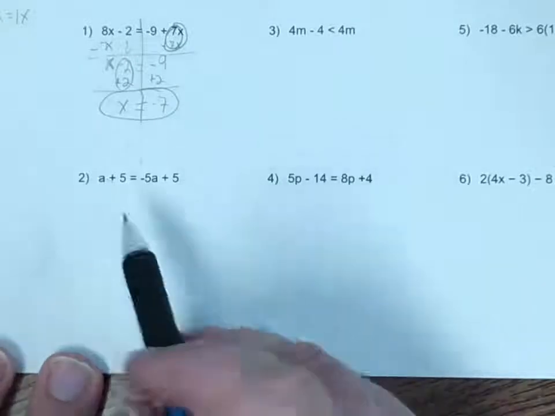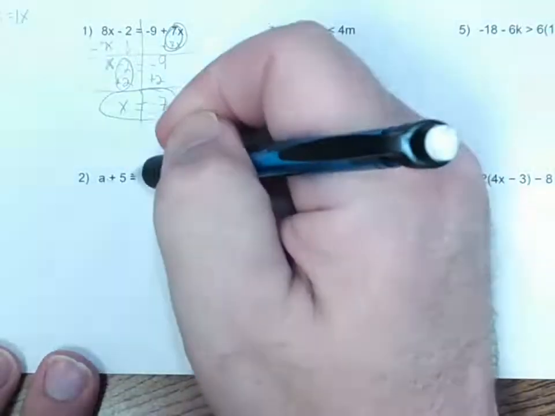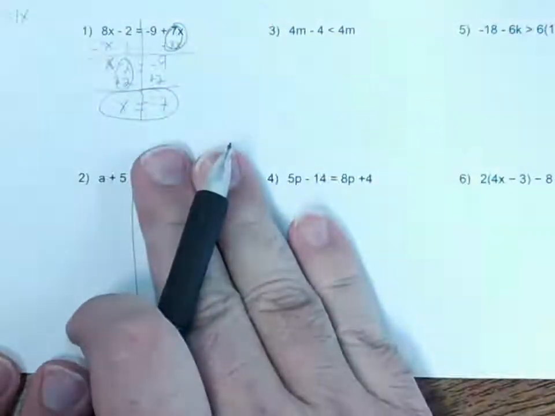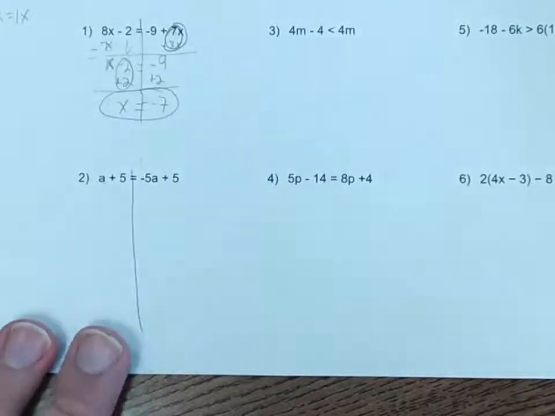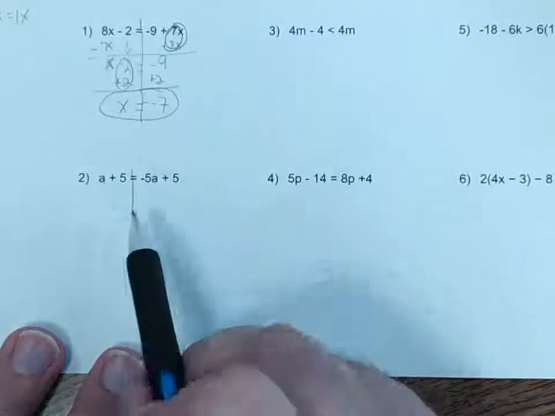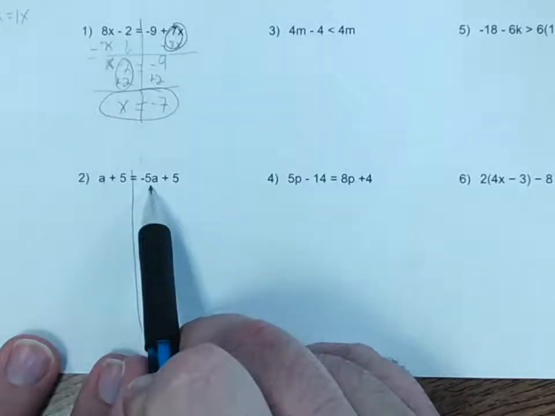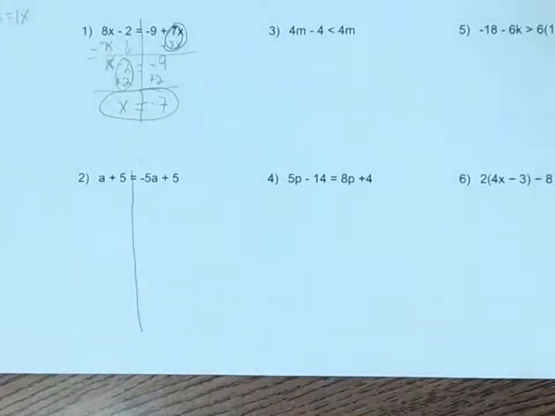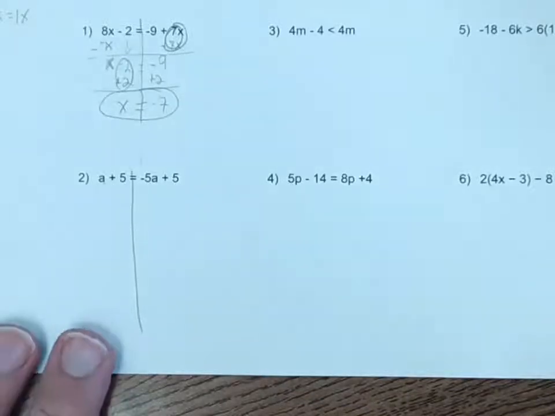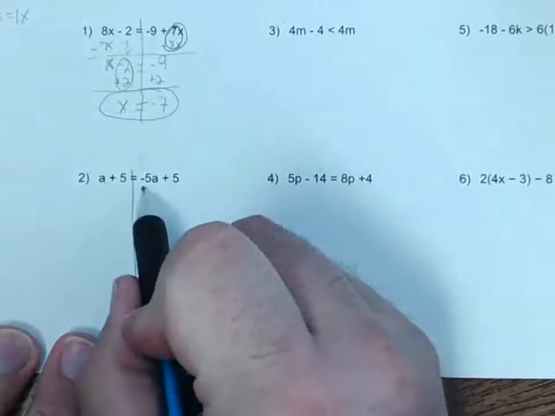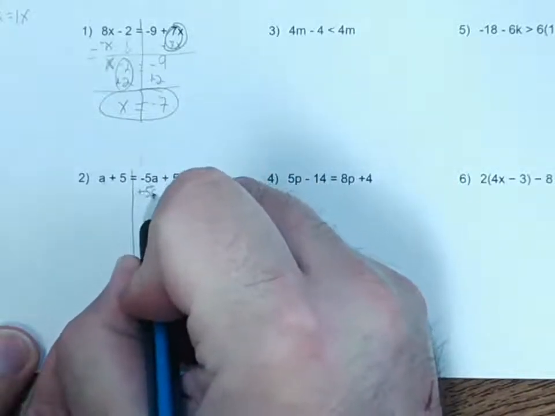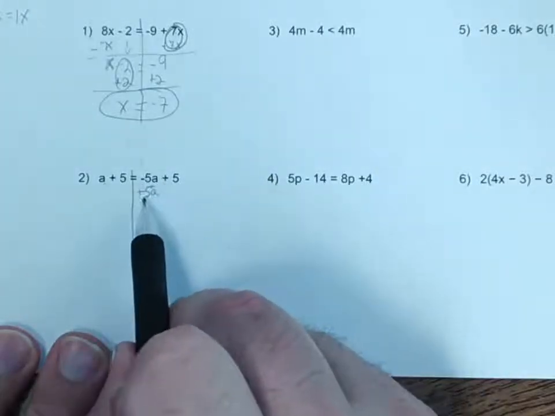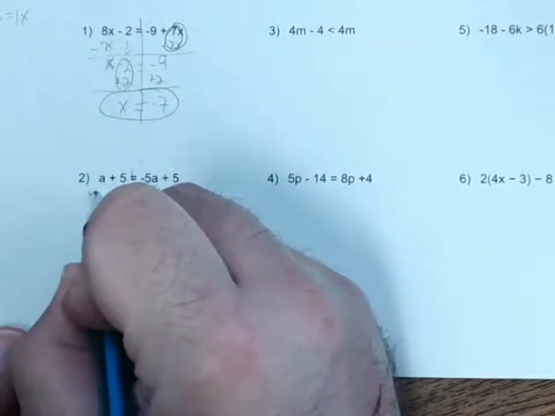Let's check out number 2. So, do I have anything to distribute? No. Do I have like terms on the left? Nope. Like terms on the right? Nope. Next, I will put all of the variables on one side and the constants on the other. I have 1a and negative 5a. Again, you can start with any of these that you want. My personal preference is to start with the smallest term with the variable. That would be negative 5a. And to move it, I would add 5a. This is a negative 5a, so I need to put a positive 5a.